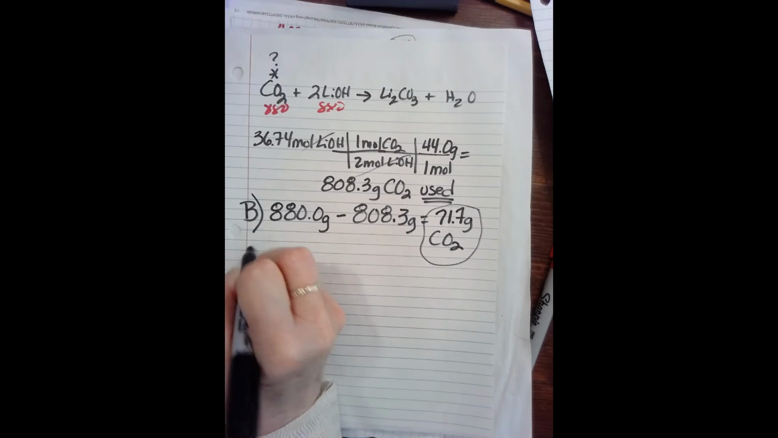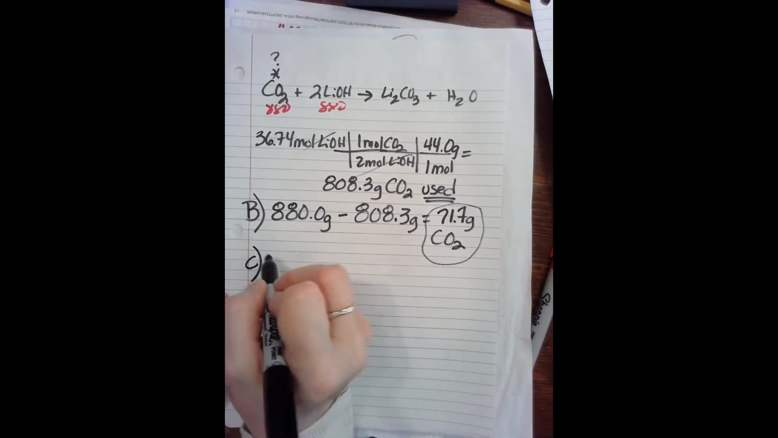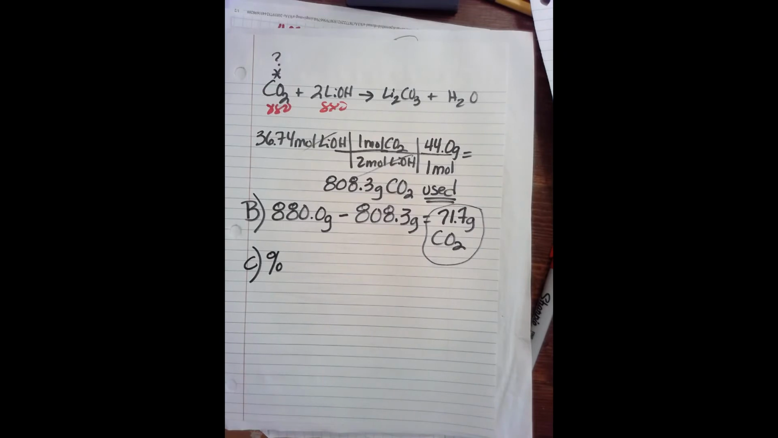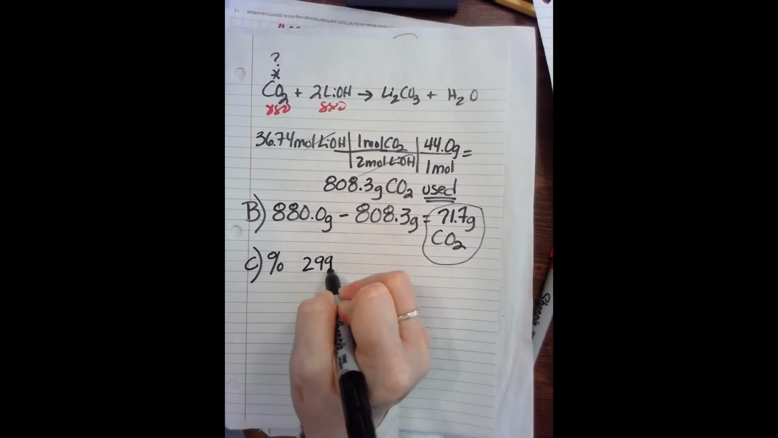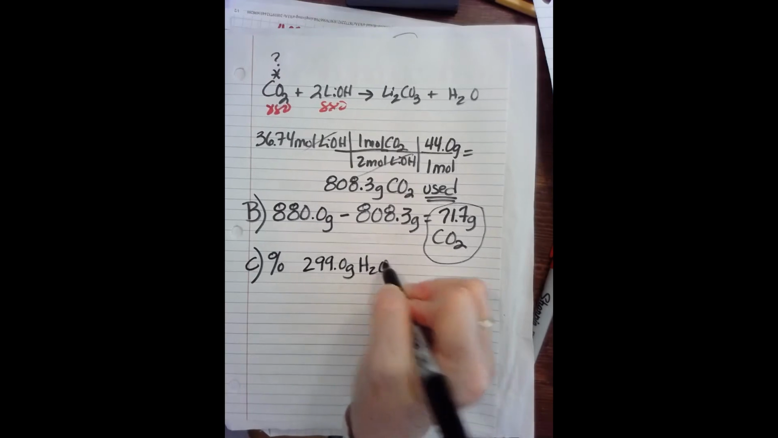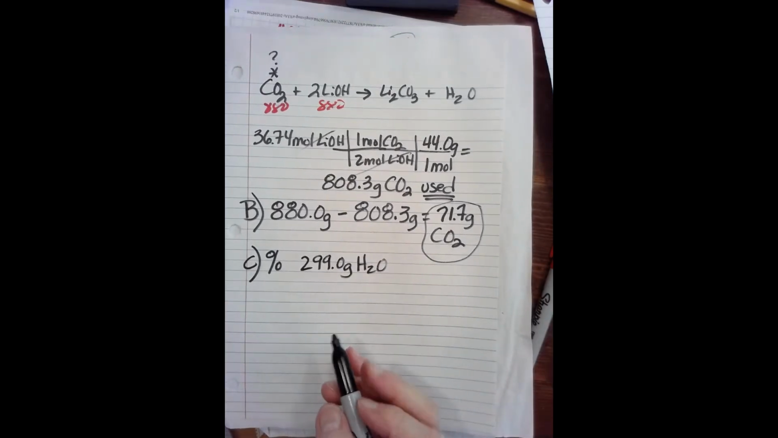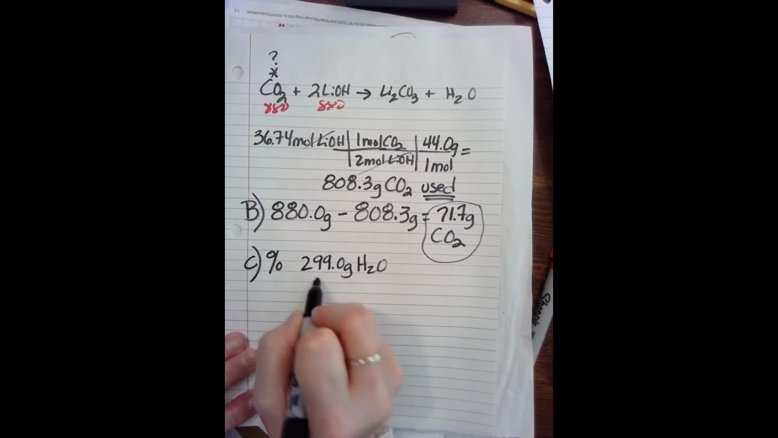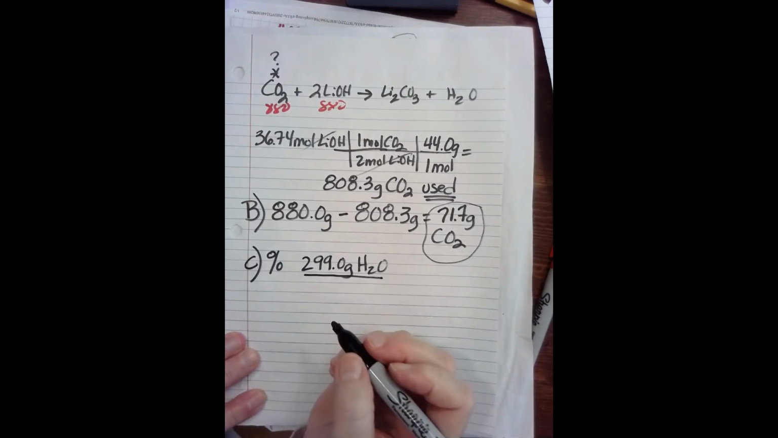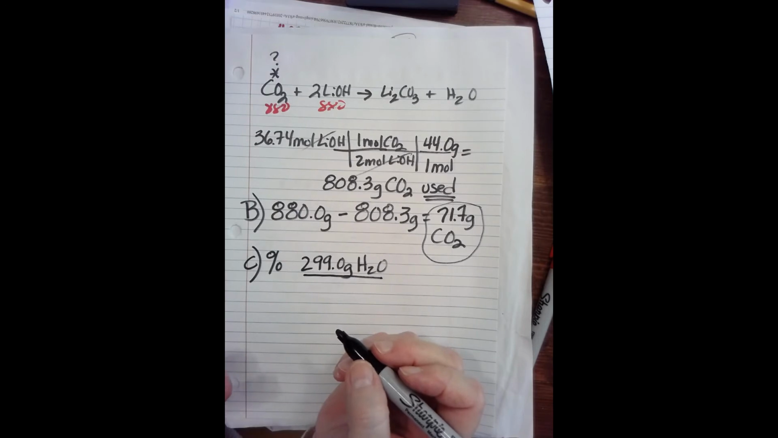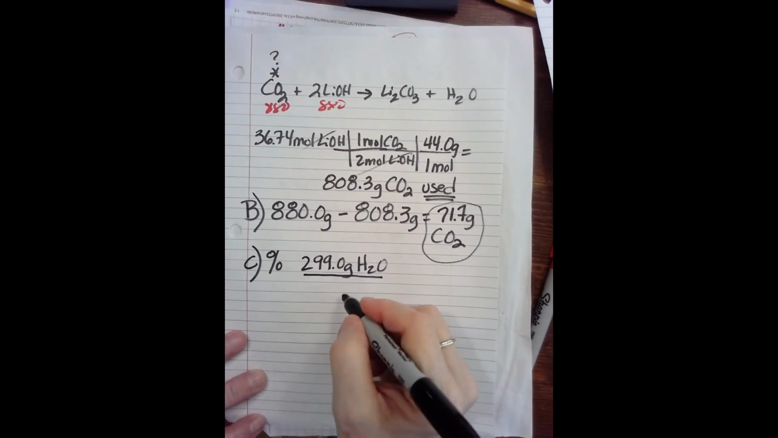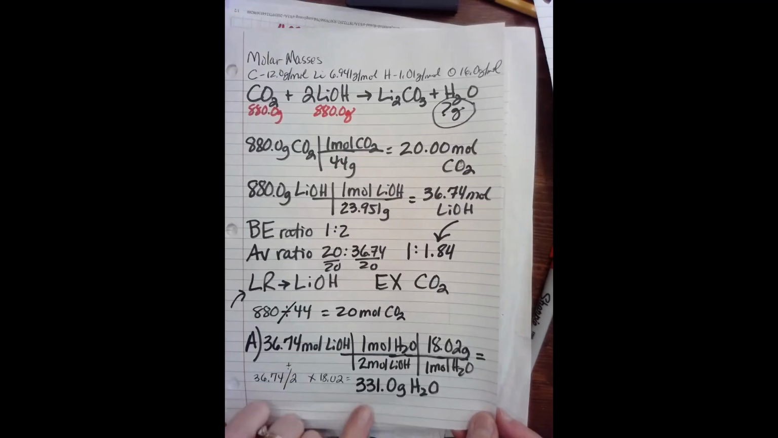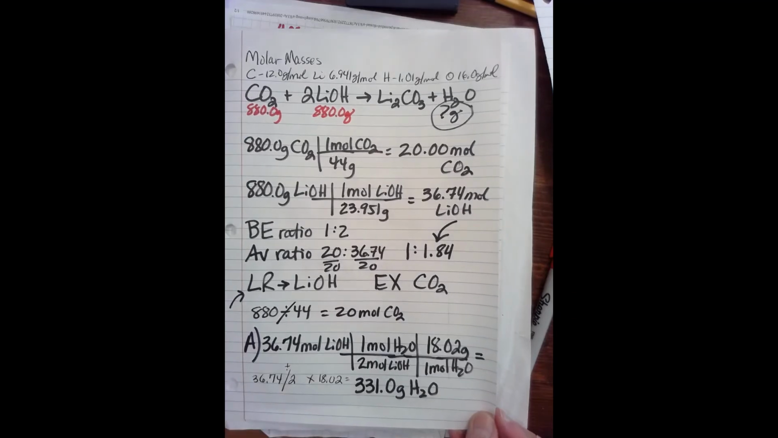All right, let's do part C. Part C asks about the percent yield. It says if we collected 299 grams of water, what's the percent yield? Well, this is the actual yield. Remember, actual yield has to be given to you in the problem. You cannot calculate actual yield. It can be measured by a scientist, but it can't be calculated. We divide that by the theoretical yield, which we calculated over here. Theoretical yield is calculated from the stoichiometry.